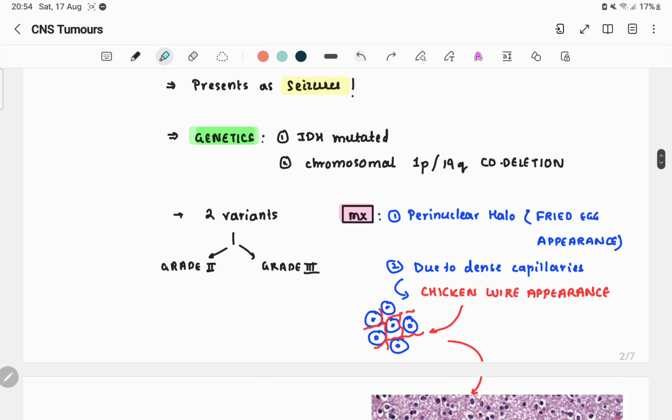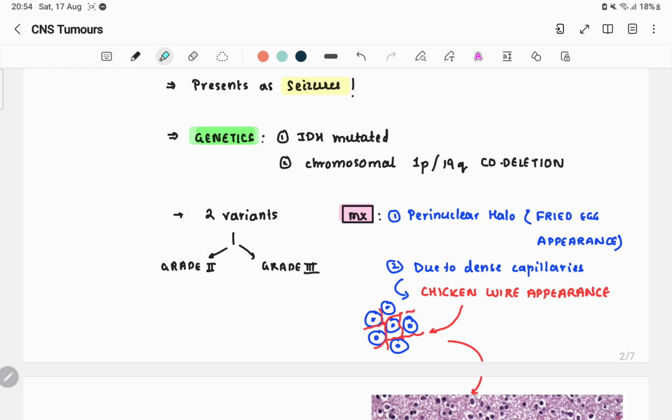It has 2 variants, grade 2 and grade 3. Either it may be associated with endothelial proliferation, or it may not be associated with endothelial proliferation, right? On microscopy, you will see a perinuclear halo. What is this? This is a fried egg appearance. That is, if this is the nucleus, then the cell around it will be clear, like a fried egg. This is called perinuclear halo.